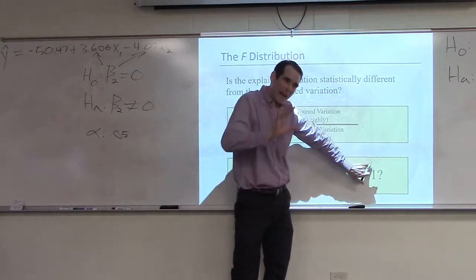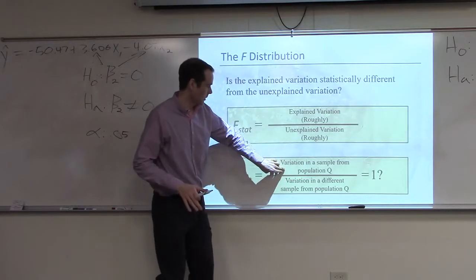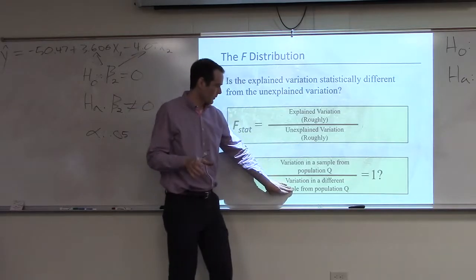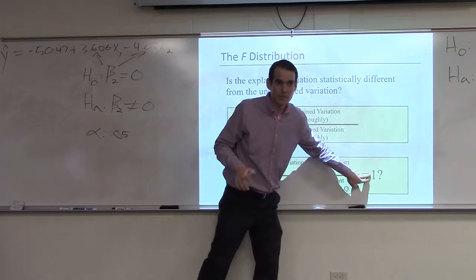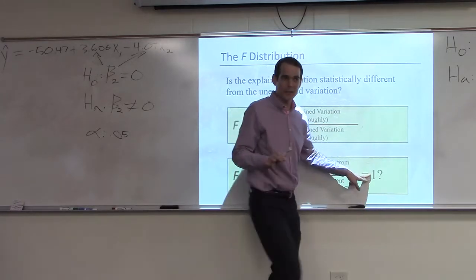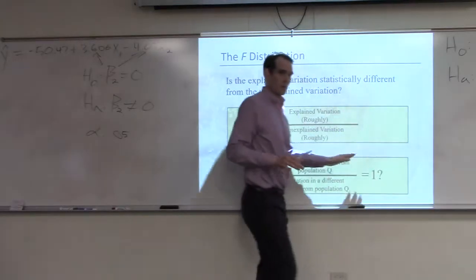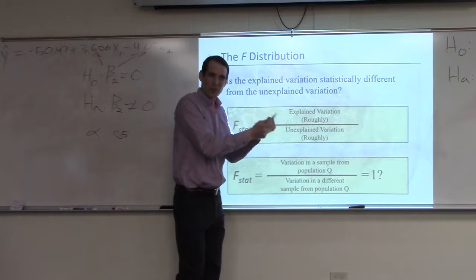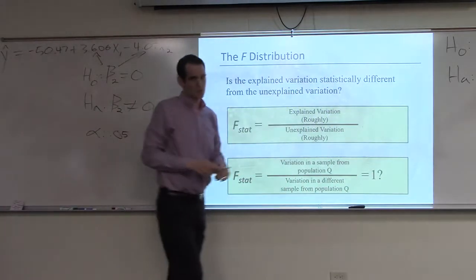Now there's always a chance we could grab a little bit of a weird sample from population Q the first time, grab a weird sample from population Q the second time, and this could be different than 1. There's always a chance that that could happen randomly, and this is still true. But as it gets higher and higher and higher, we say that's more and more unusual, and let's reject that null hypothesis.